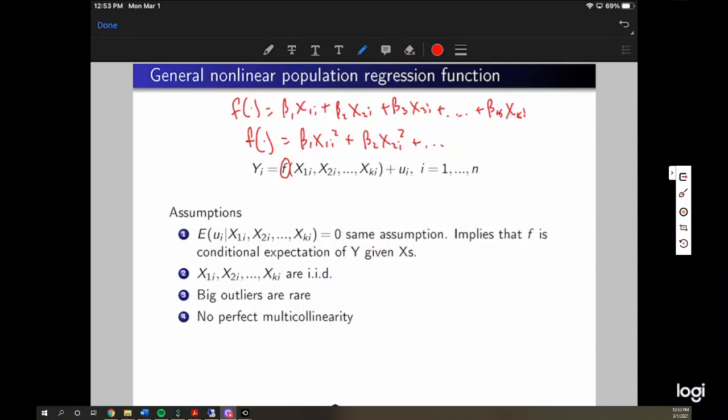The assumptions are that the expected value of the error term, conditional on all the x's, is equal to 0. This is the same assumption as before. It implies that f is the conditional expectation of y given the x's and given the functional form. X1 through xk are IID, big outliers are rare, and there's no perfect multicollinearity. So these are the same assumptions we had before.